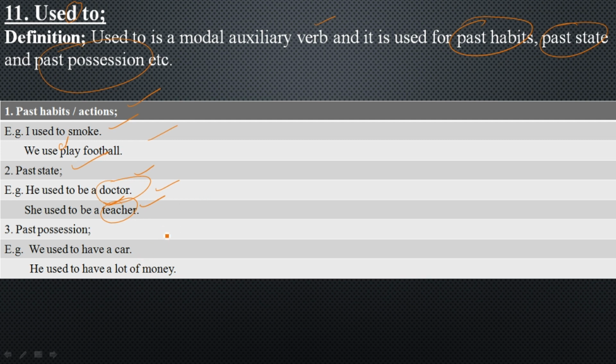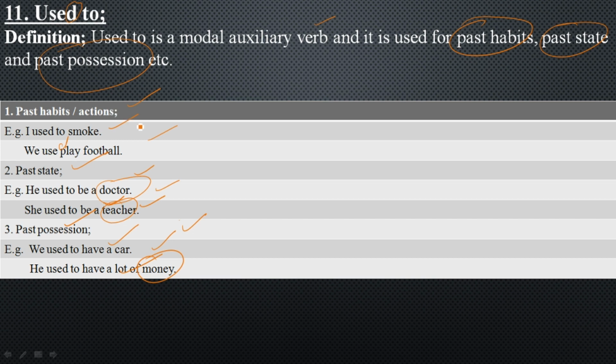And in the same way we have got the last one, past possession. In past possession we talk about the property which you used to have but now you do not have it. Suppose I say, "We used to have a car," now we do not have this possession. And "He used to have a lot of money," now he is too poor, he does not have that much money now. So we say he used to have a lot of money, now he is a poor man.